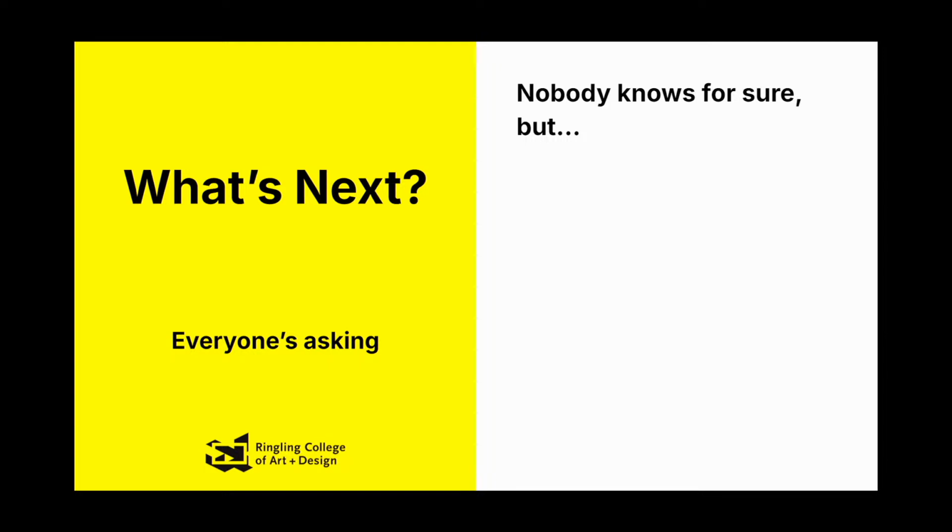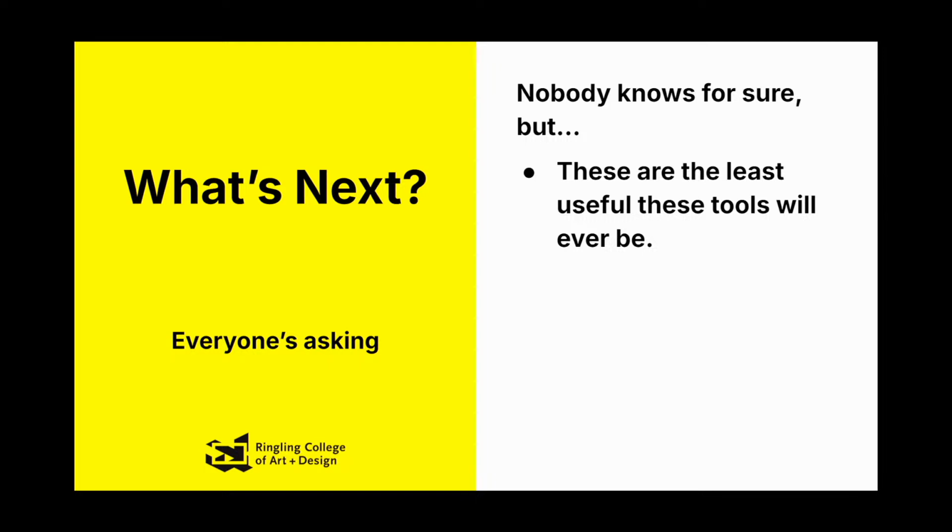Well, nobody knows for sure. And the other thing that I feel obligated to say whenever I'm up on a stage talking to a bunch of people about AI is that anybody who tells you that they know what's going to happen with AI in 2 years is wrong. None of us know. None of us predicted where we are now 6 months ago. See DeepSeek. I'm sure you've seen that, right? So we don't know. But as I said, these are the least useful these tools will ever be.